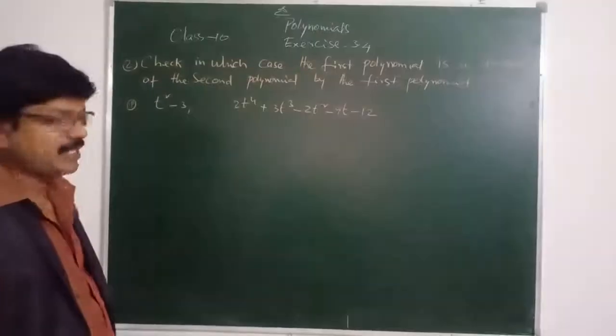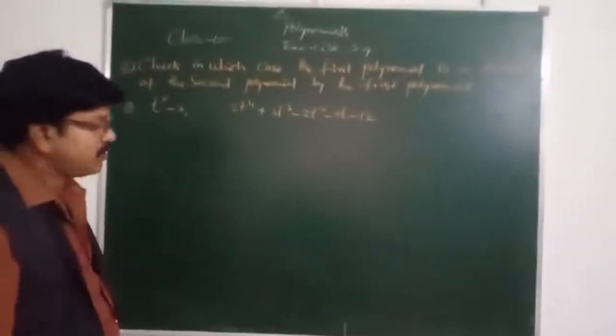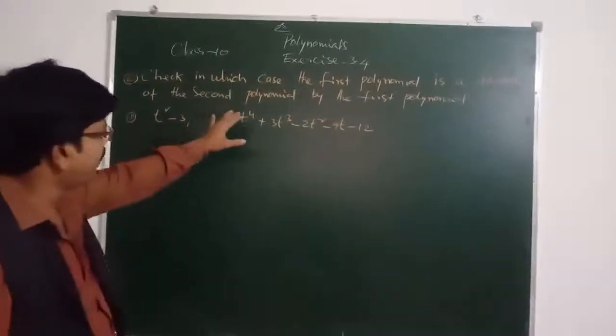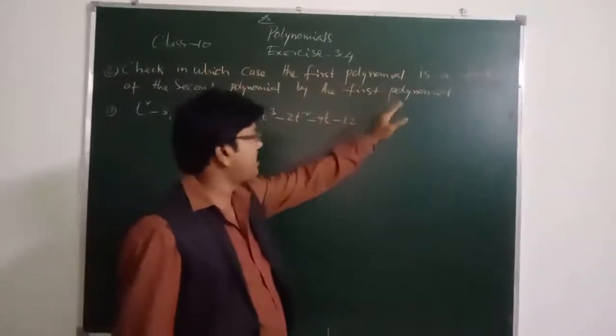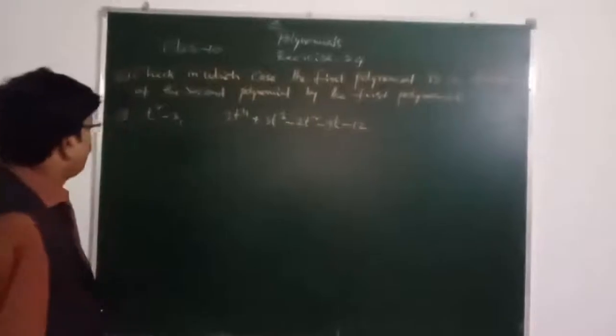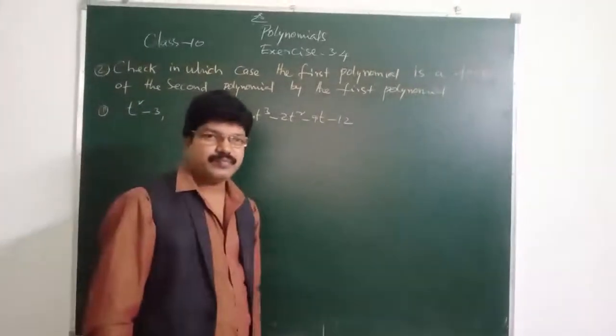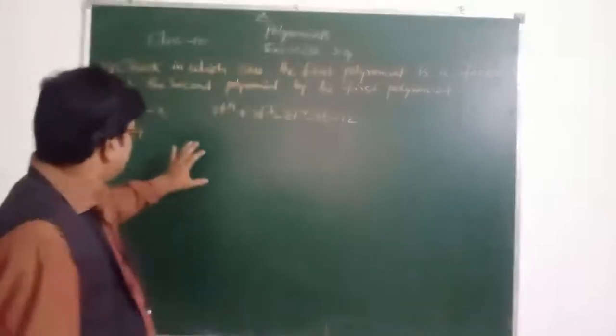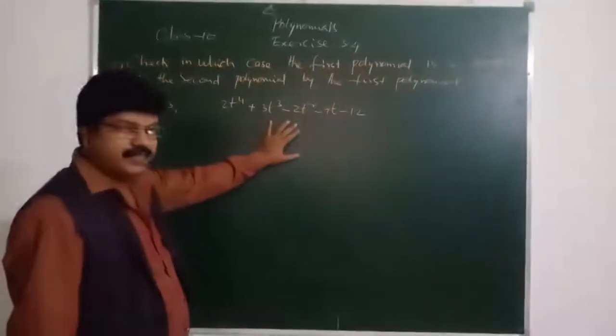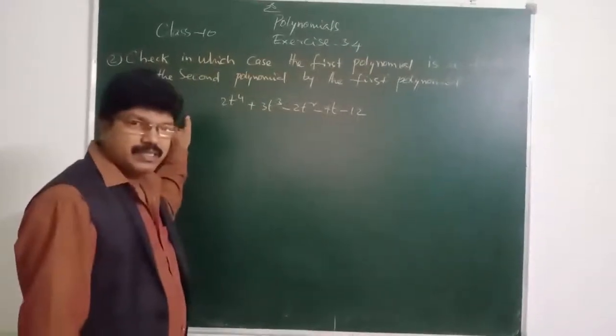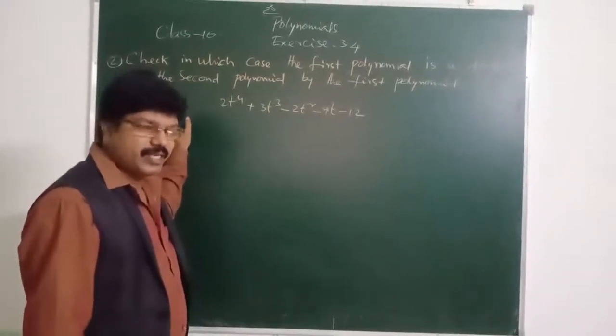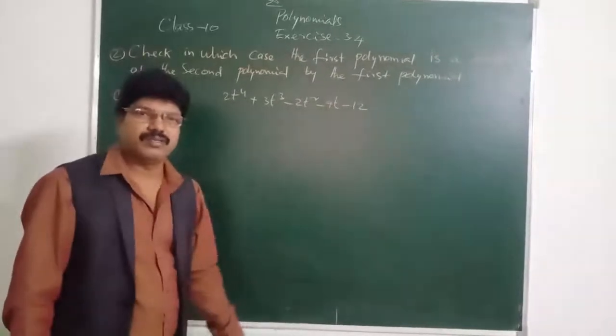polynomials, exercise 3.4, the second sum. Check in which case the first polynomial is a factor of the second polynomial. What is asked? Divide the second polynomial by the first polynomial and check whether it is a factor or not.